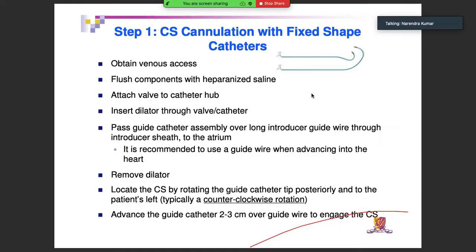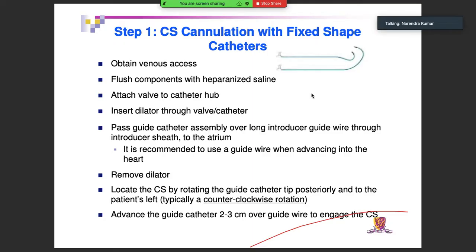Now we are aware of the different options available, and a little bit of the anatomy as well. So first thing first, of course, you have to obtain venous access. You do need to do the flushing, and after that you attach the valve to the catheter hub. After doing that, you have already dilated through the valve and catheter. Then finally, you pass the guide catheter assembly over the long introducer guide wire through the introducer sheath to the atrium. Always use a guide wire. Whenever you are trying to do anything in the heart, always use a guide wire.